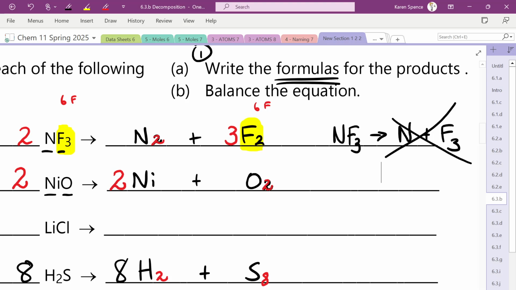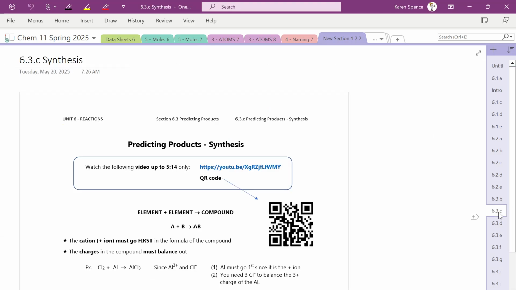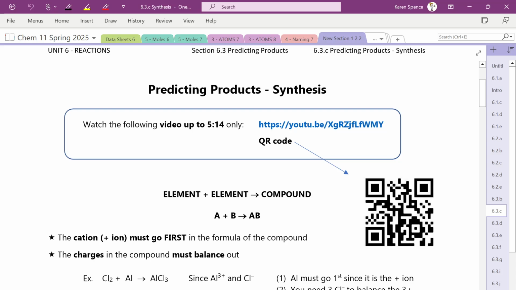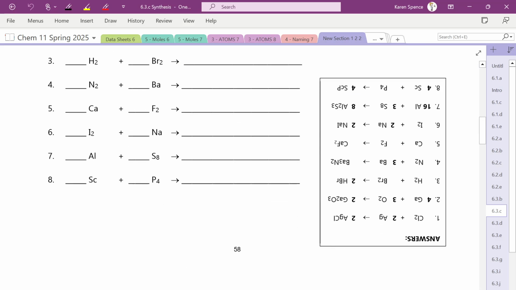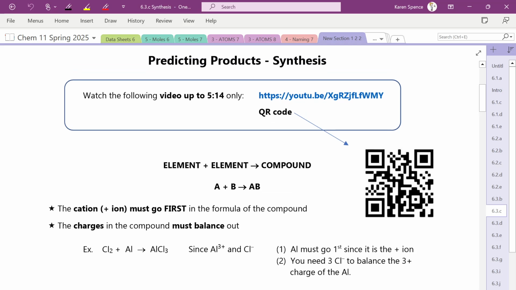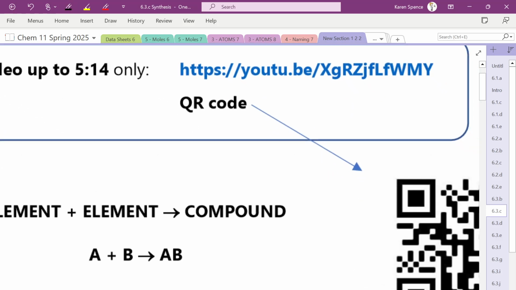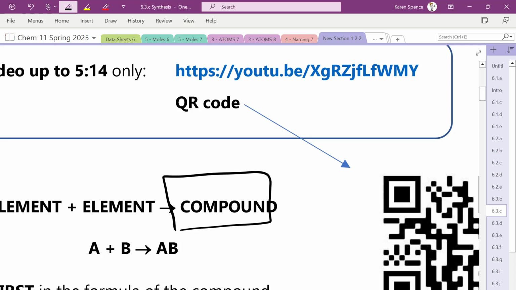Okay, friends, we're going to go to 6.3c. And I know someone had their hand up and I did not get to you. I'll come over to you in just a moment. I'm sorry. Okay, so now we have the reverse of decomposition. Now we are doing synthesis. I'm going to give you an element, and you are going to need to write the compound. You're going to need to use all your rules of writing compound formulas, like you did in your naming and formulas test, yes?